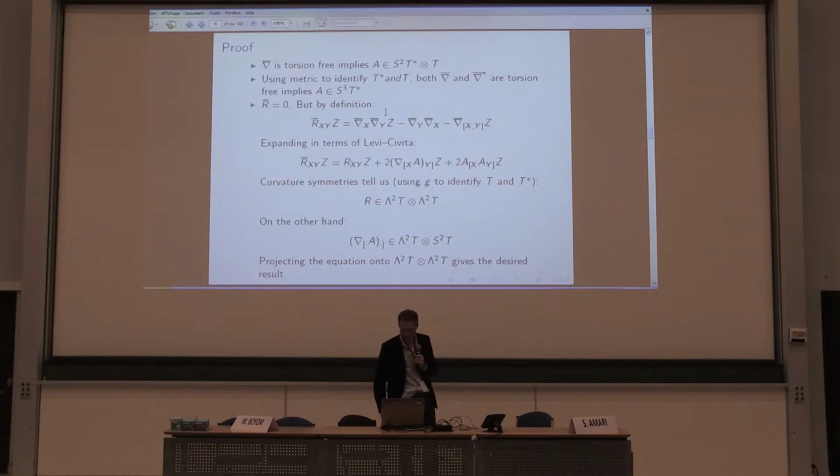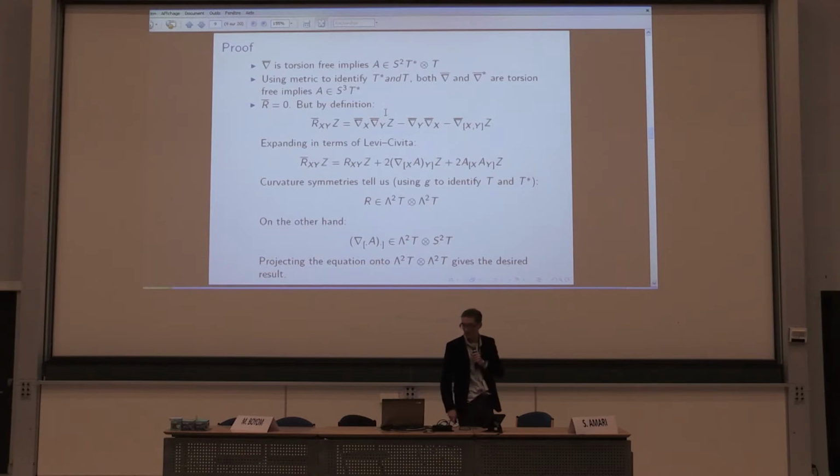So we actually had the proof of this in the previous talk as well, but it's important enough that I'll just briefly state it again. The fact that this connection is torsion-free tells us that A is symmetric in the first two components. Then, using the metric to identify T star and T, using the fact that both of these are torsion-free, that tells me that A is a fully symmetric tensor.